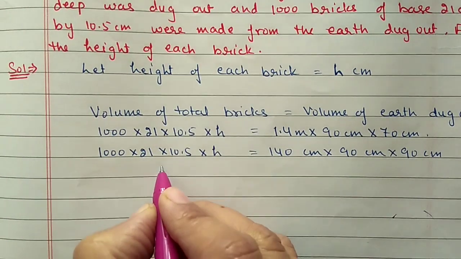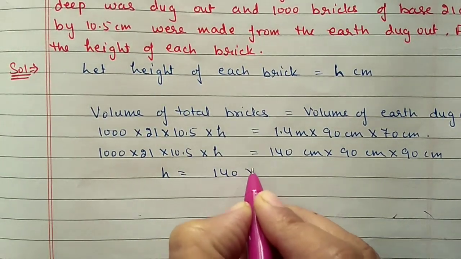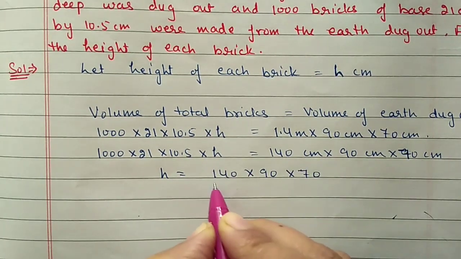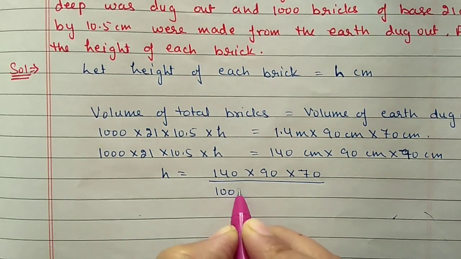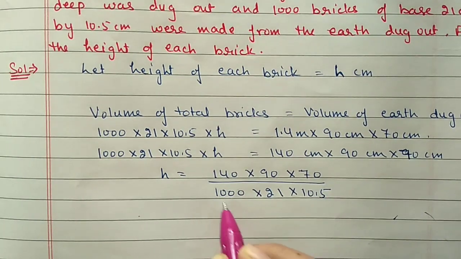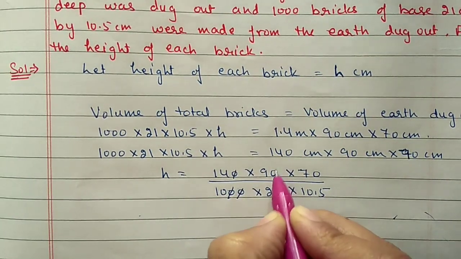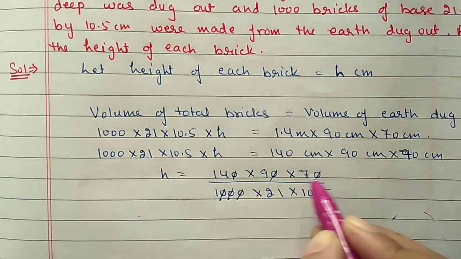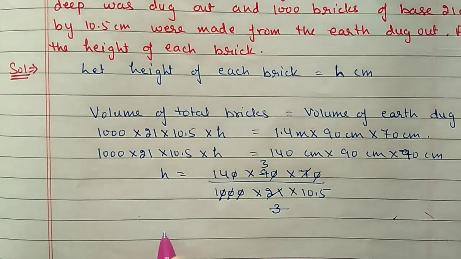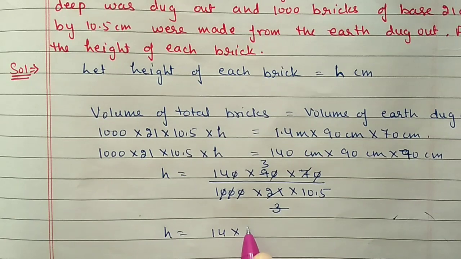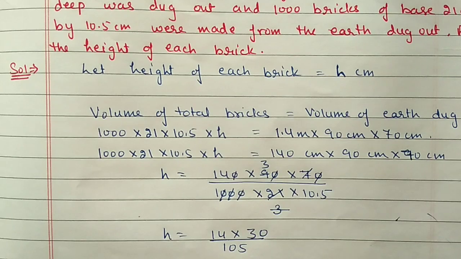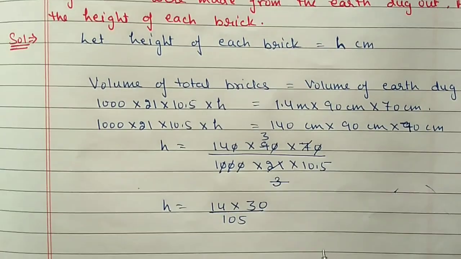Now only this h we will keep here and other remaining numbers we will shift to the other side. All these numbers will come in the denominator for division: 21 into 10.5. Now do the cancellation. 1 zero we can cancel, one more zero we can cancel and the third zero also we can cancel. 7 threes are 21 and 3 threes are 9, we can cancel. So we have height is equal to 14 into 3 by 105. 1 zero we can include here. Remove this decimal and add 1 zero. Now cancel out.